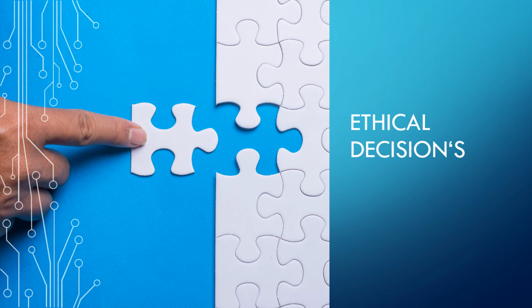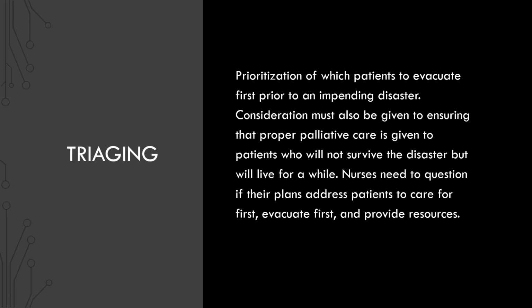Ethical decisions. Triaging. Prioritization of which patients to evacuate first prior to an impending disaster. Consideration must also be given to ensuring that proper palliative care is given to patients who will not survive the disaster but will live for a while. Nurses need to question if their plans address patients to care for first, evacuate first, and provide resources.